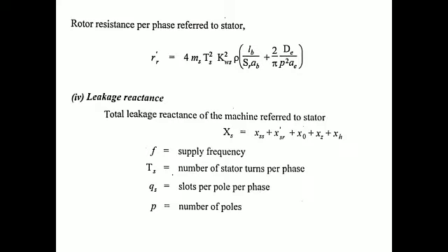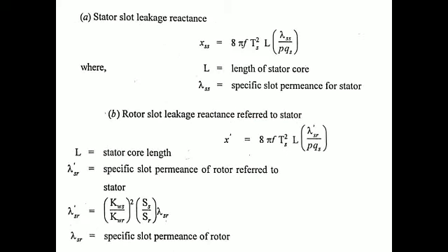XS is equal to XSS, which is the stator slot reactance. Then XSR dash is the rotor slot reactance referred to stator. Then X naught is the overhanging leakage reactance. Then XZ is the zigzag leakage reactance. Then XH is the harmonics leakage reactance. For the rotor requirement, you need to calculate all these parameters. So let's deal with them one by one.